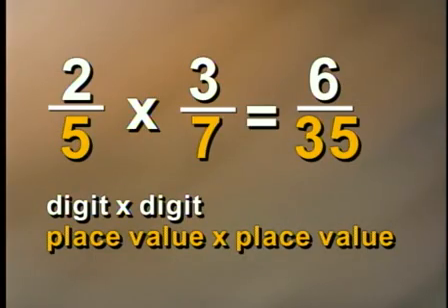And then, of course, what we should do is check to see if we can reduce that fraction. Well, 2 divides 6, but does not divide 35. 3 divides 6, but does not divide 35. And in fact, the only number to divide 6 and 35 is 1, so we don't have to reduce.